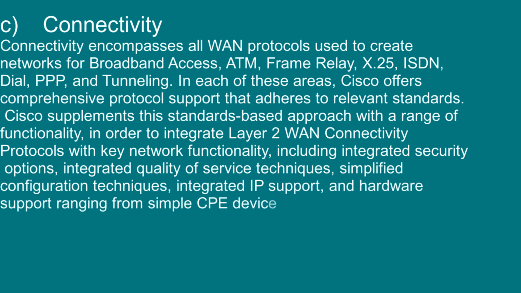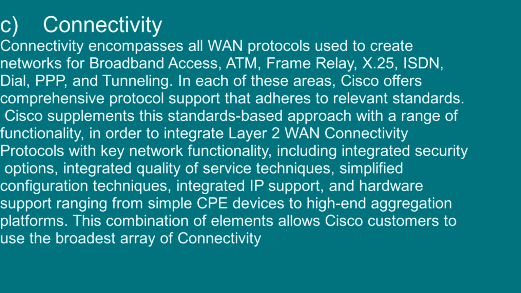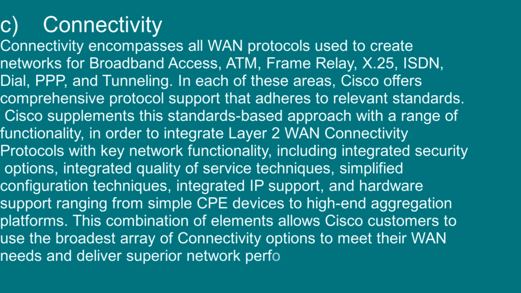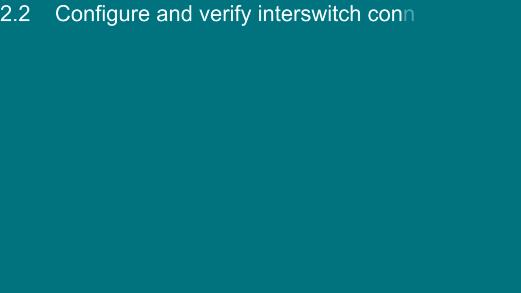support ranging from simple CPE devices to high-end aggregation platforms. This combination of elements allows Cisco customers to use the broadest array of connectivity options to meet their WAN needs and deliver superior network performance and value. 2.2 Configure and verify interswitch connectivity.